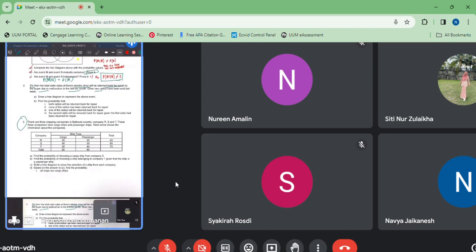Okay, so the next question says 5% of the total radio sales at Nora's electric shop will be returned back for repair by the buyer due to malfunction in the first 6 months. So what they are saying is 0.05. If it's a percentage, you have to change it to decimal points, so it becomes 0.05 because 5 over 100. So this one is the probability of the radio being returned.